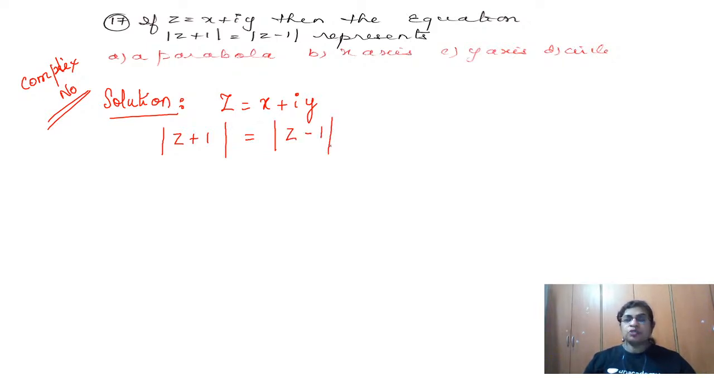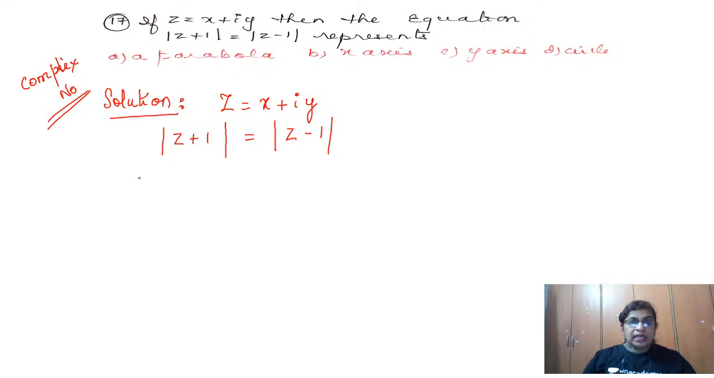Okay, so what is given to me? Modulus of z plus 1 is equal to modulus of z minus 1. Who is z now? z is x plus i into y. Substitute in place of z as x plus i into y. Then we will take the modulus and check what equation it becomes.